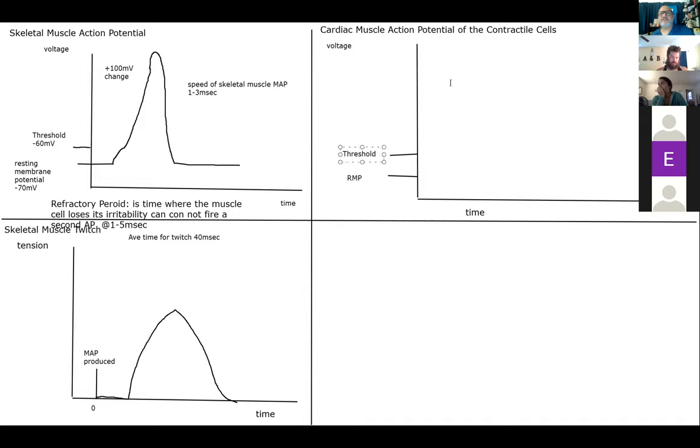So the process starts the exact same way. We depolarize the cell to threshold. When it reaches threshold, we get that rapid depolarization, that big, fast depolarization, just like we see in our skeletal muscle. However, then something different happens.